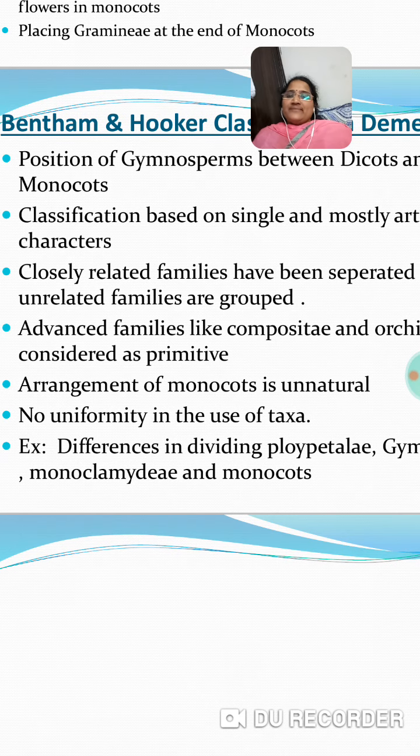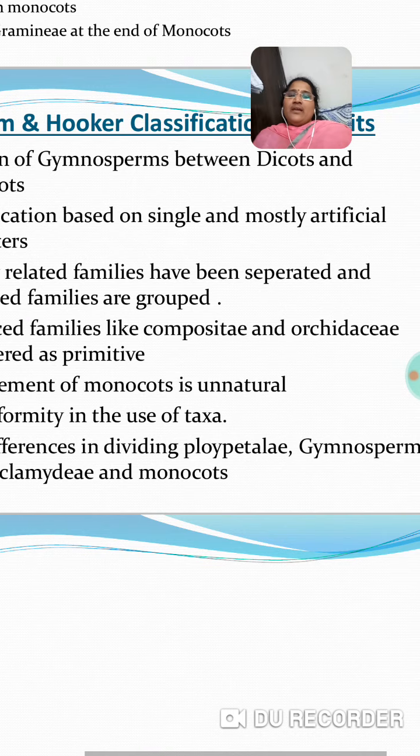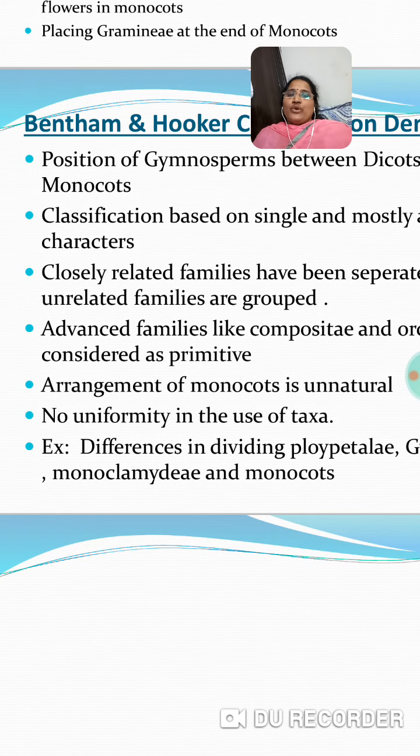For example, in dividing the Polypetalae, the gymnosperms, Monochlamydeae and monocots. If we observe the classification of Bentham and Hooker, we can see the subclass Dicotyledons is divided into Polypetalae and Gamopetalae. Both Polypetalae and Gamopetalae are divided into series first, then those series are divided into orders, those orders into families, those families into genera, and then again species. Like that, all the classification was made in Polypetalae and Gamopetalae.